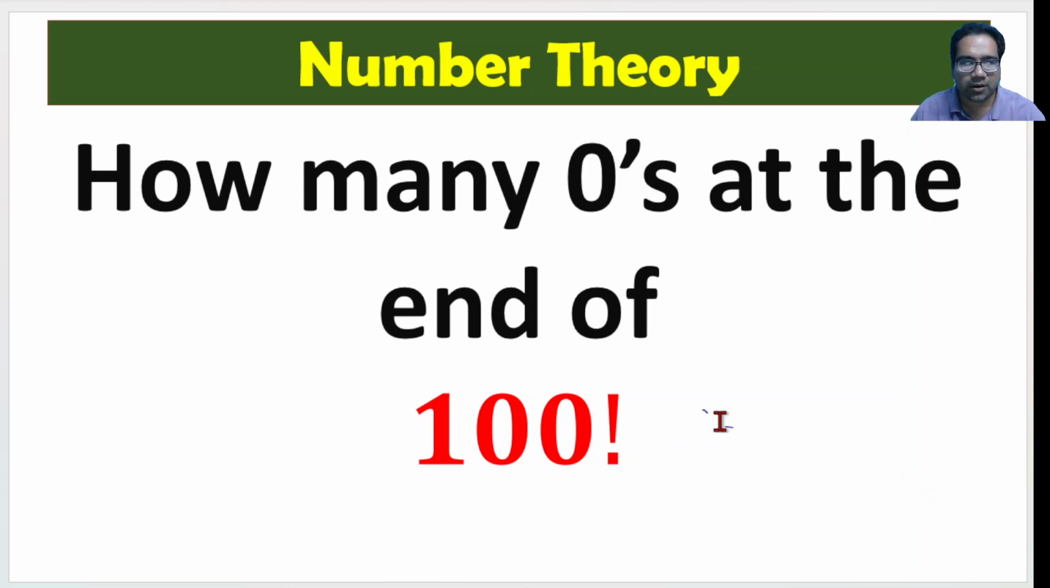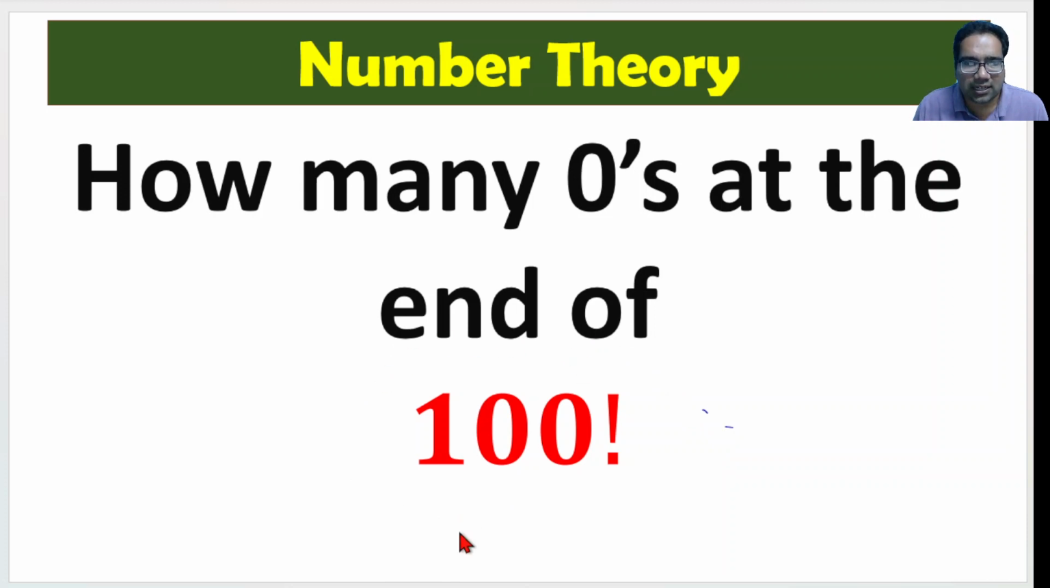To calculate the number of zeros, when will a zero come? A zero will come when there is a product of 2 and 5. For example, in 10 also, there is a product of 2 and 5. Two 5s are 10. In 20 also, there is a product of 2 and 5. In 50 also, there is a product of 2, 5 and 5. 50 is 2 times 5 times 5, that is two 5s and one 2. So whenever there is a product of 2 and 5, we get a 0.